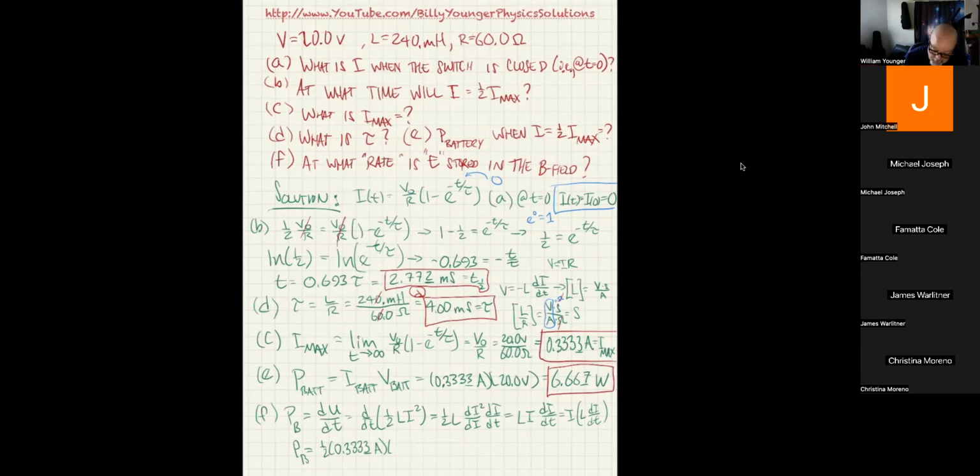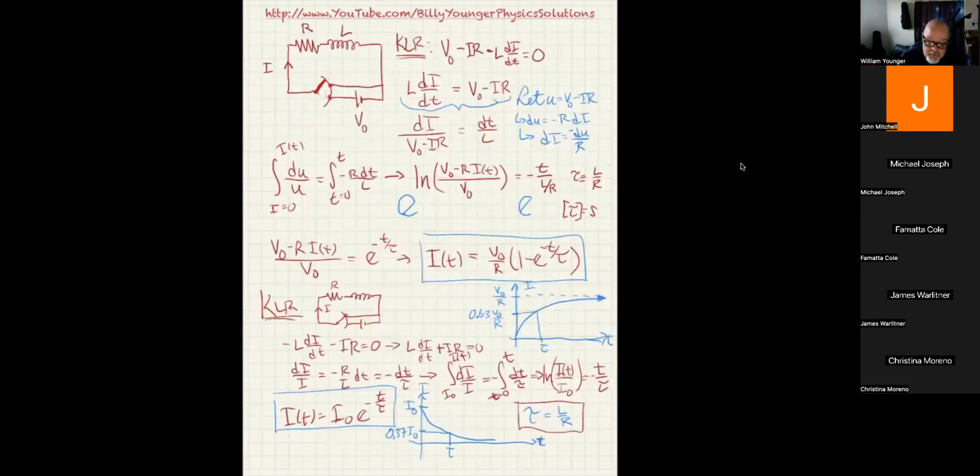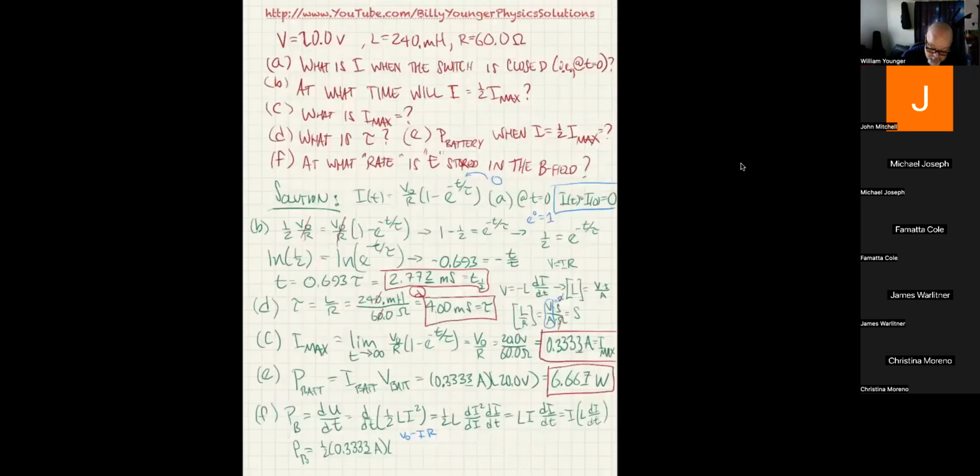So I'll write this up here. This will be V0 minus IR, because we see that L dI/dt is in fact V0 minus IR. So this is going to be 20.0 volts minus 1/2 of 0.3333 amps times 60 ohms. And I'll put this in a square bracket. And that should work out.